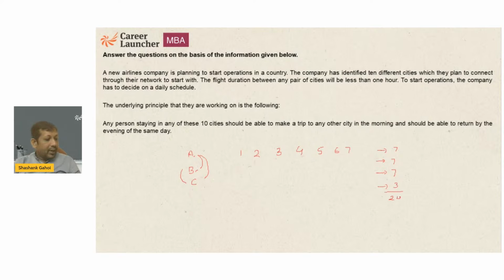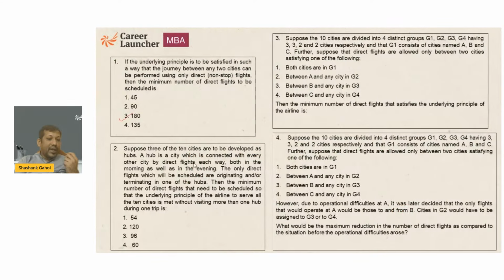So what is the total number of pairs I am going to get? 24. And each pair is going to have 4 flights that we have already discussed. So what is the total number of flights that are going to be required? That's going to be 96. So the answer is directly going to be 96. That's going to be option 3. I hope everyone understood. If you don't understand, kindly do let me know.